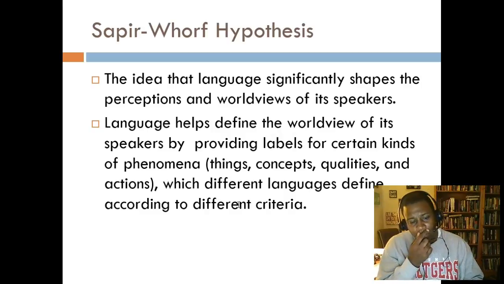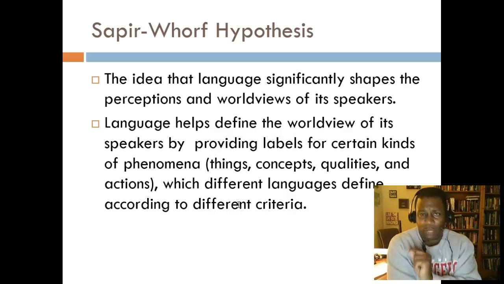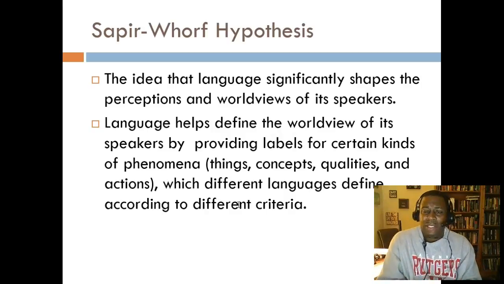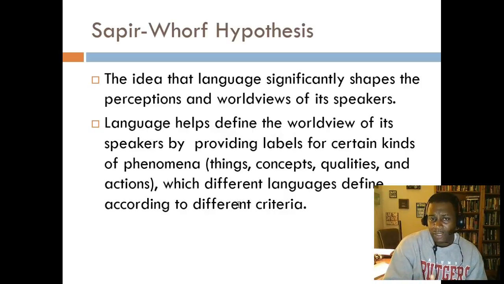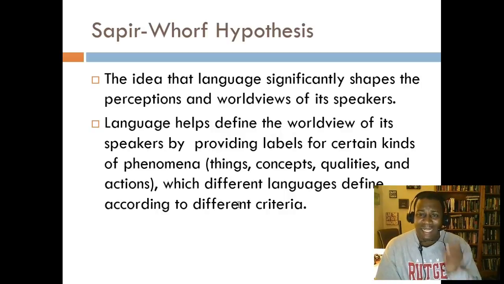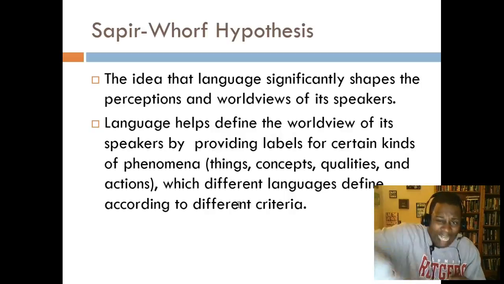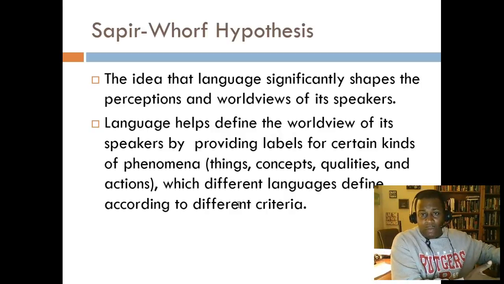Sapir-Whorf said, in fact, that we don't shape language. In some ways, language shapes us. It's this idea that language significantly shapes the perception and worldviews of its speakers. And remember, we said that the five important attributes of culture were what? Symbols, norms, values, worldviews, and ways of classifying. Edward Sapir and Benjamin Whorf had this idea that language significantly shapes the perception and worldviews of its speakers, as opposed to us shaping language.